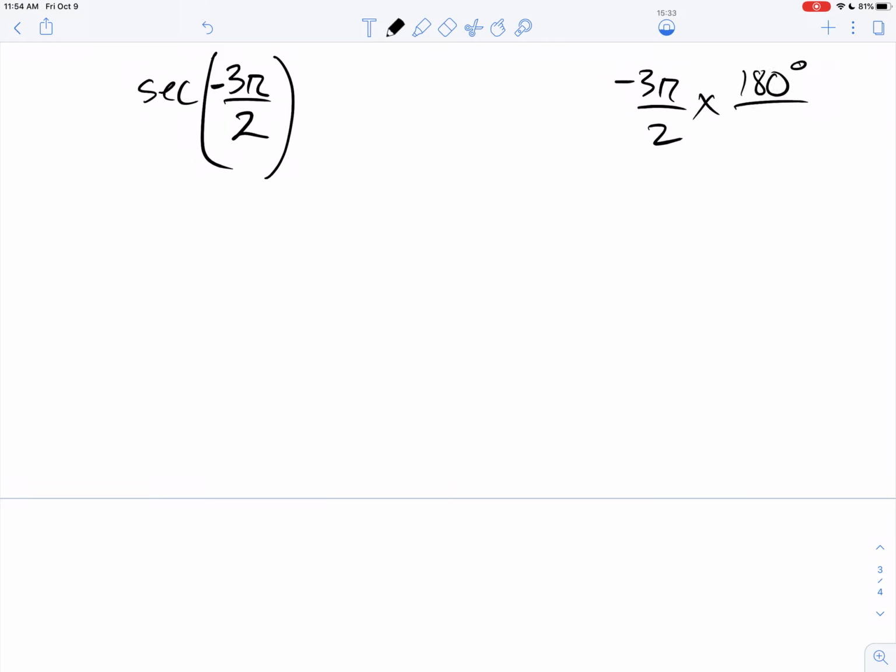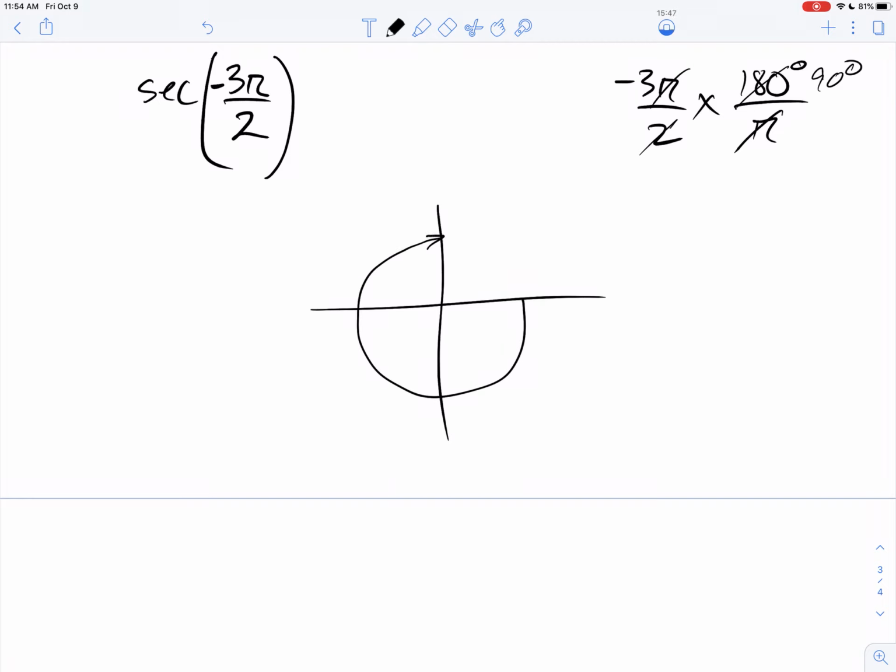I totally could. And I could, oh, my dog is in the room, by the way. Bam, bam. I could convert it, and I would get, shh, dog, please, negative 270. So I'm going to do this one fast because I might have to jump up and let my dog out.